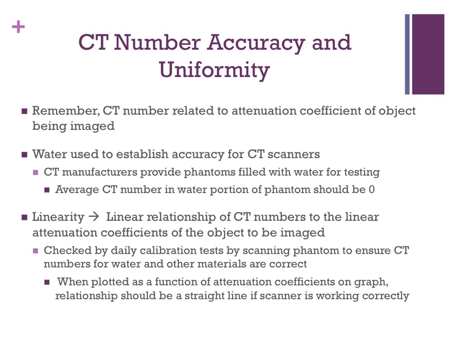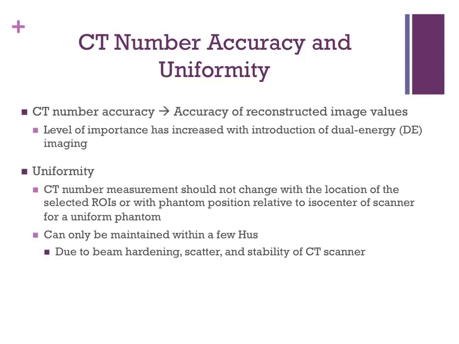When the average CT numbers of the materials are plotted as a function of the attenuation coefficients on a graph, the relationship should be a straight line if the scanner is in good working order. CT number accuracy is the accuracy of the reconstructed image values. The level of importance has increased with the introduction of dual energy imaging. And if you want to read more about this, take a look at page 186 in your book.